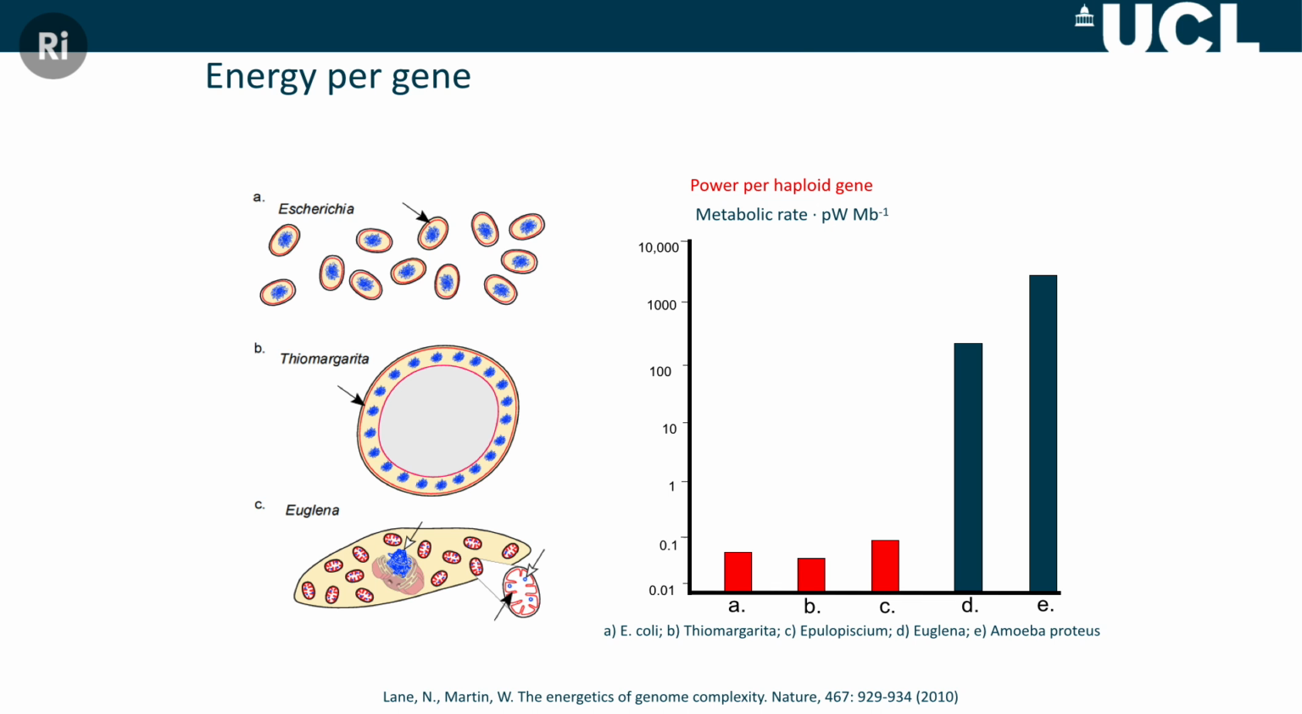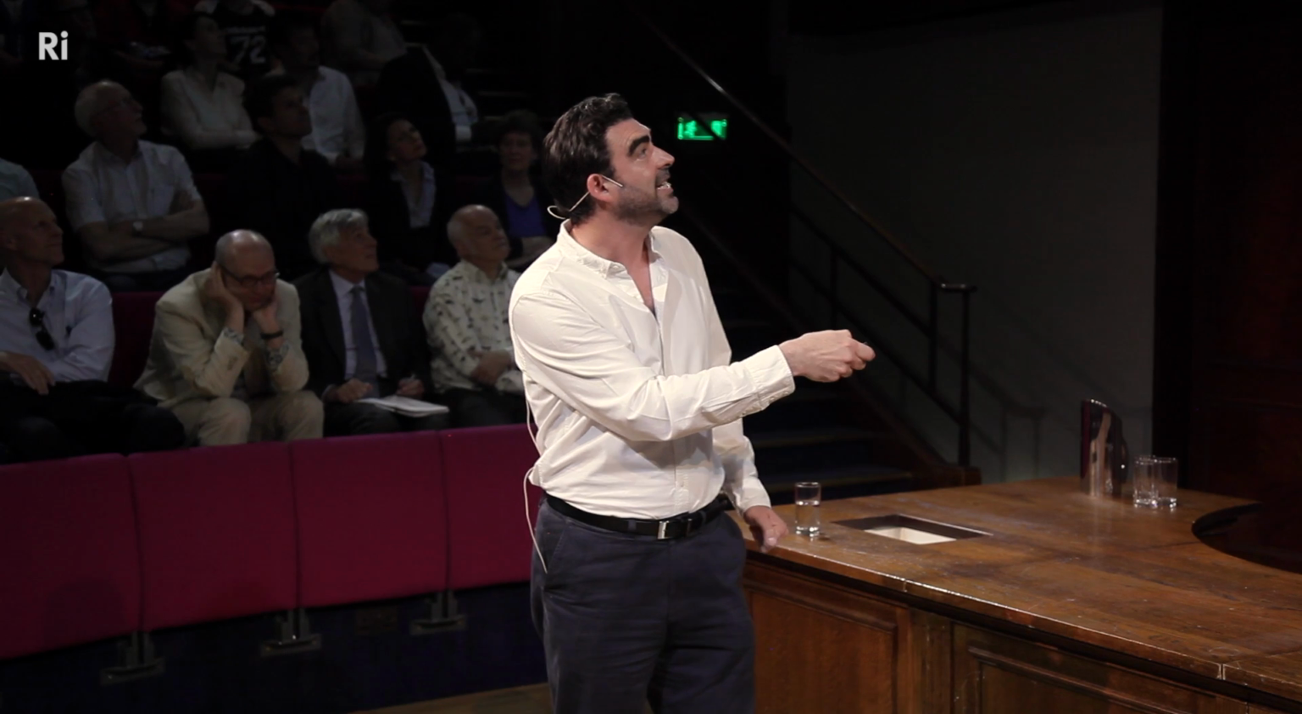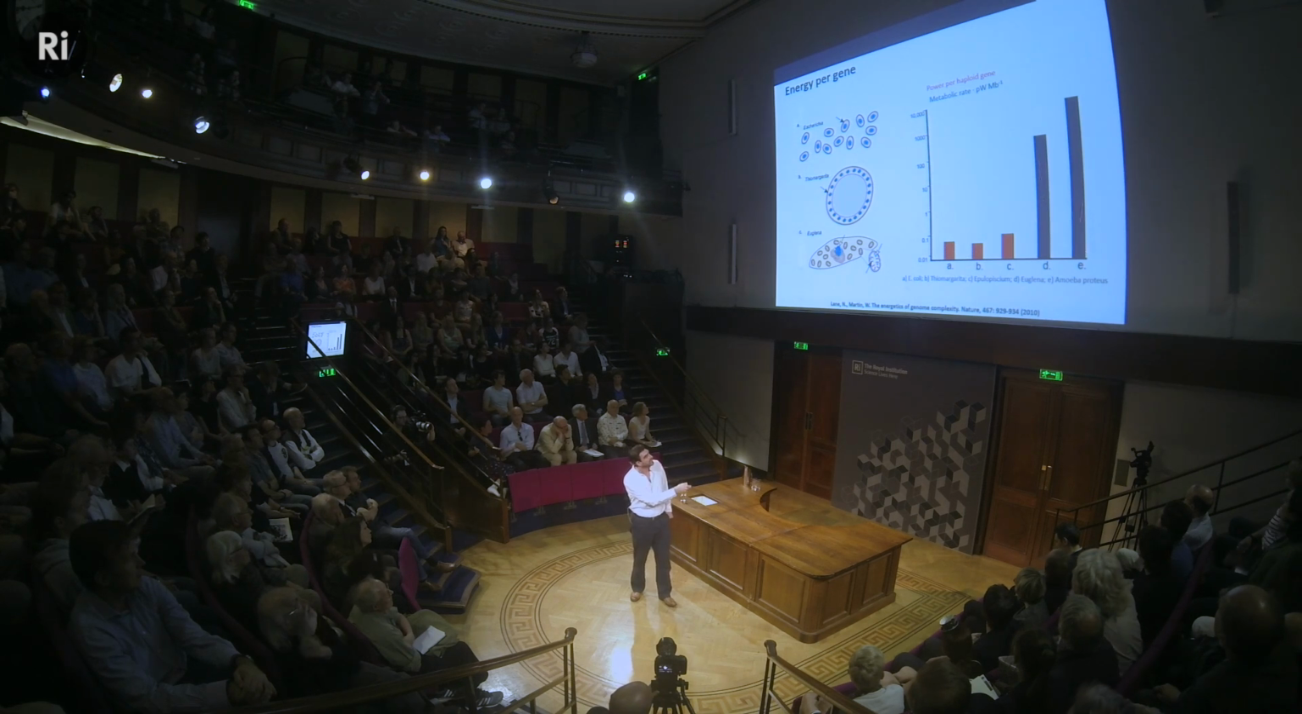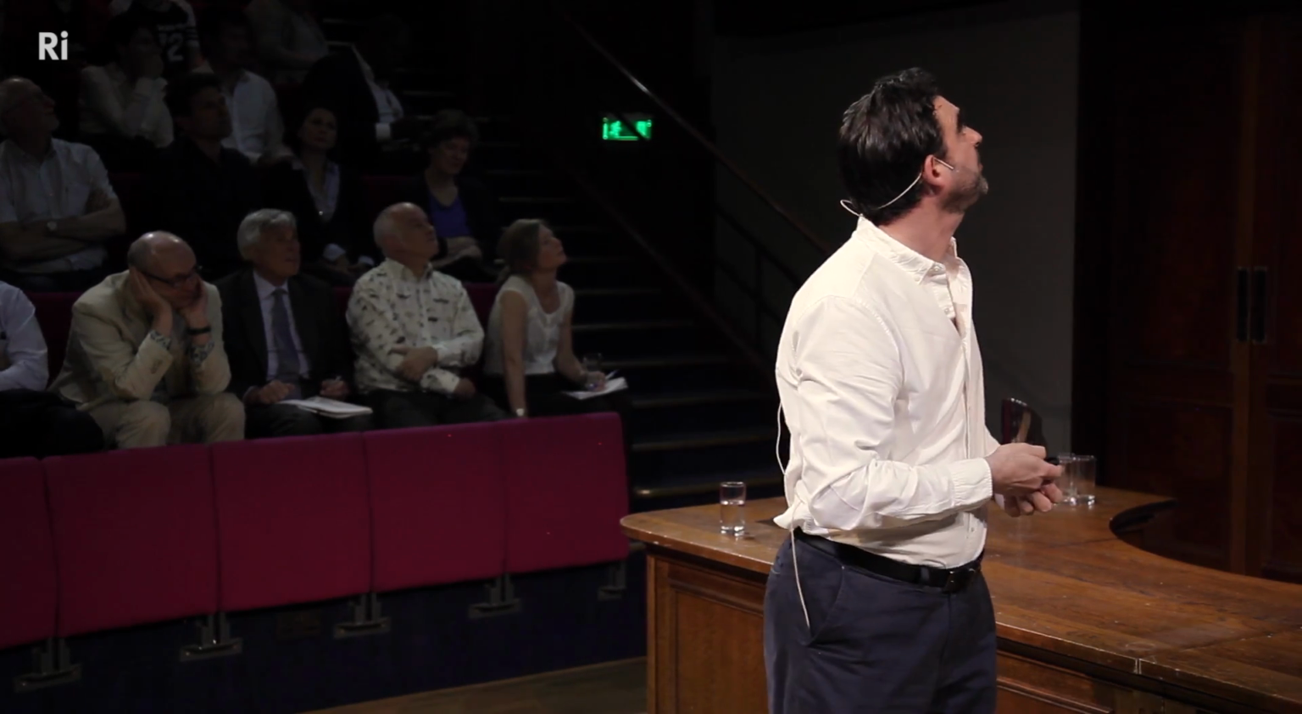And these are eukaryotes. This is a log scale, so this is 3 or 4 orders of magnitude more energy per gene. This is Euglena again, which I was showing you earlier on. This is a large amoeba. So orders of magnitude more energy to do what you want with your genome, to make that many more proteins or to have that many more genes.